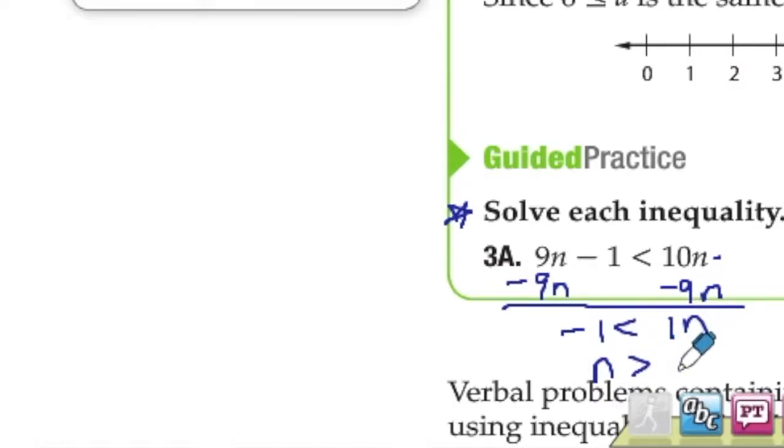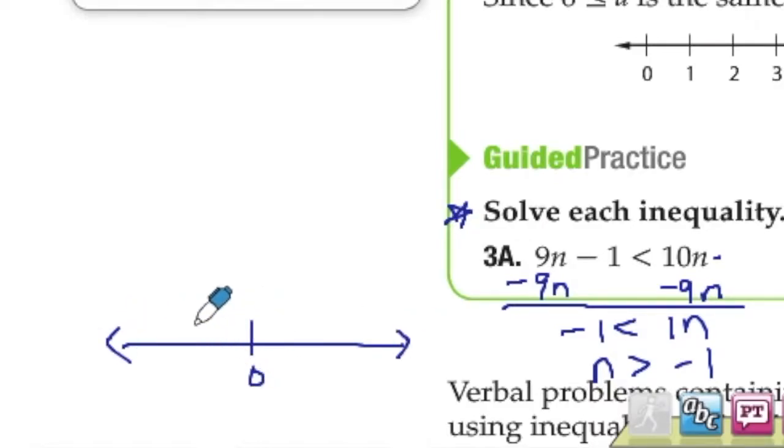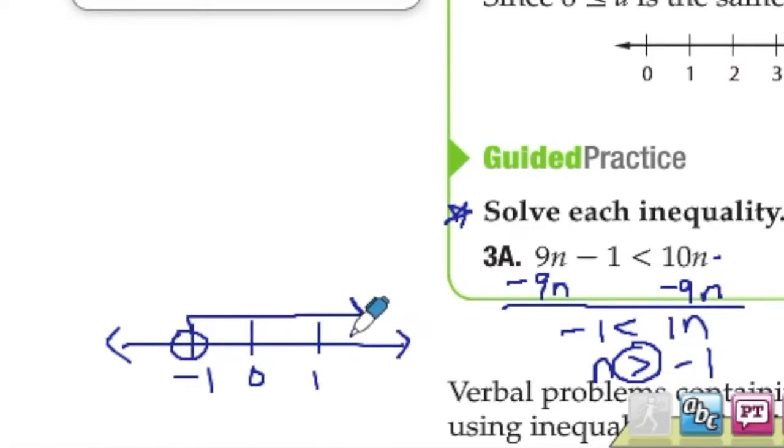is greater than -1. And if I have a number line here, I can put 0 as my reference point. Here's -1, here's +1. Since it's a greater than sign, it's going to be an open circle at -1, and it's going to be an arrow to the right showing greater than.